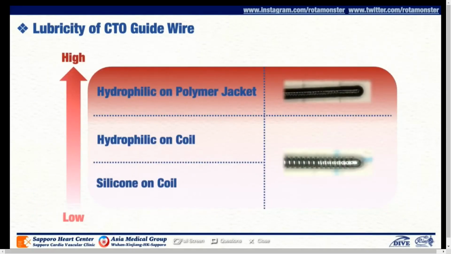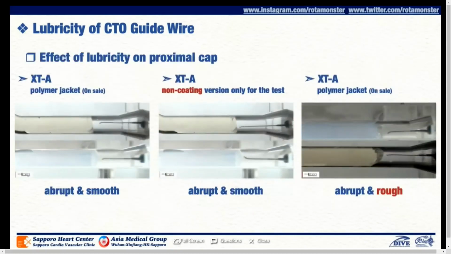Next, I'm talking about the wire lubricity. Everybody knows that polymer jacket wire has the highest lubricity performance. So, do you even know how that lubricity affects our wire manipulations? Please watch the video on the left and center at first.